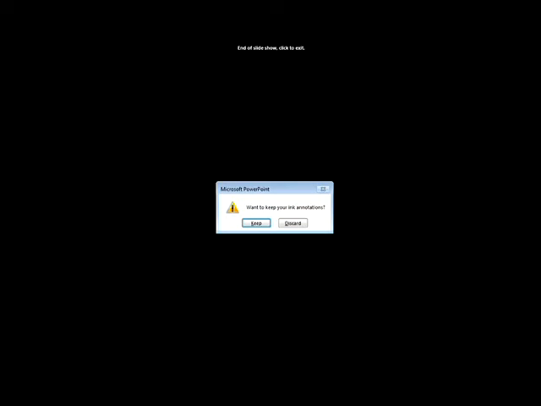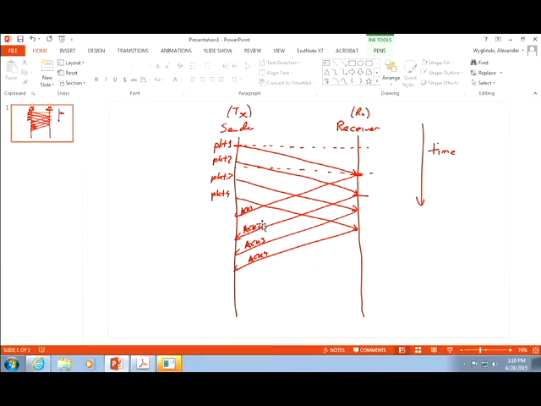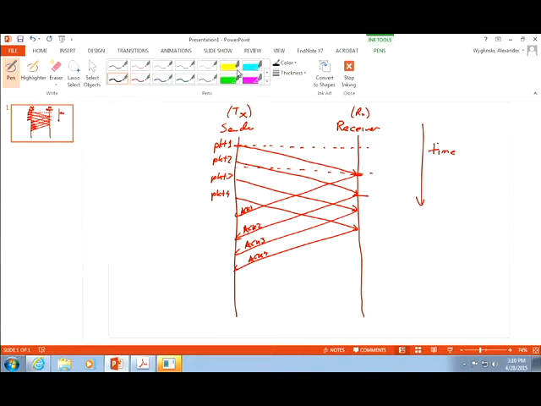Now here's the problem, other than me having butterfingers. What happens if packet 3 didn't make it? What happens if packet 3 gets this far and then, what did we talk about last class? We talked about packet corruption.